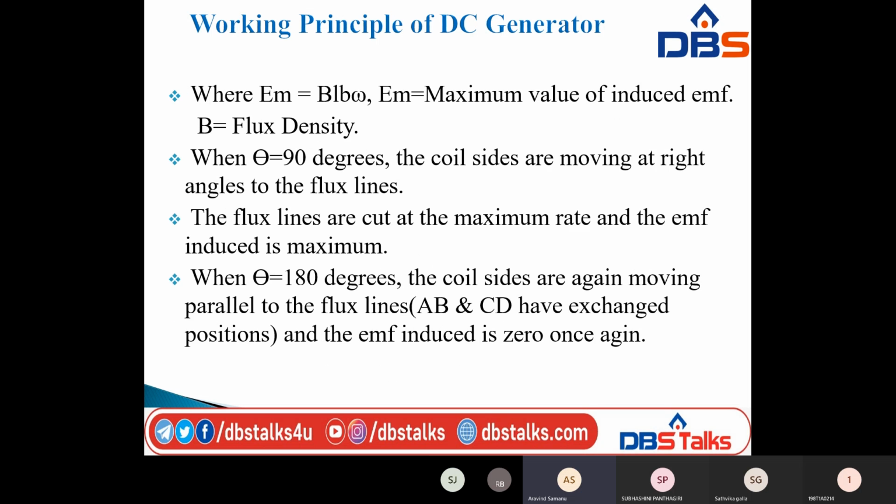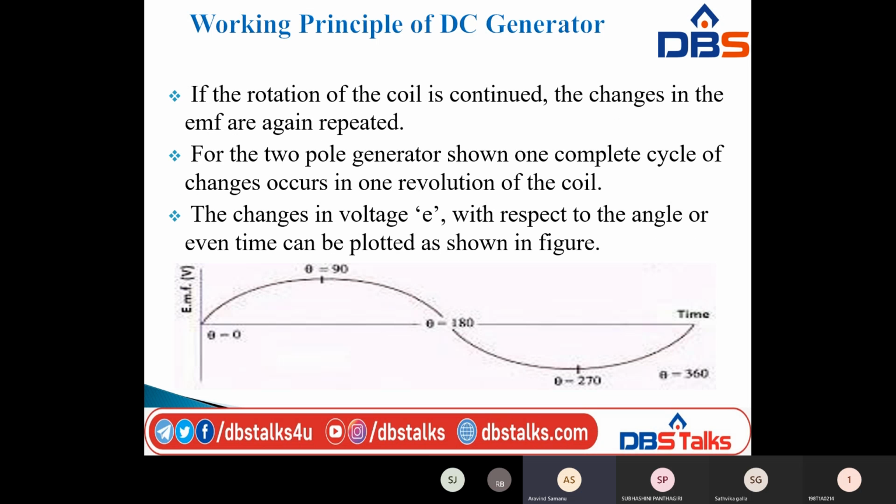So I will show one diagram. So whenever theta is equal to 0 degrees, at that position there is no cutting of flux. That means there is no EMF induced. That is, at that position the EMF is 0. So when the coil sides are moving at theta is equal to 90 degrees, that means the coil sides are moving at right angles to the flux lines. So at that condition, the flux lines are cut at the maximum rate. That's why the EMF produced is maximum at theta is equal to 90 degrees.